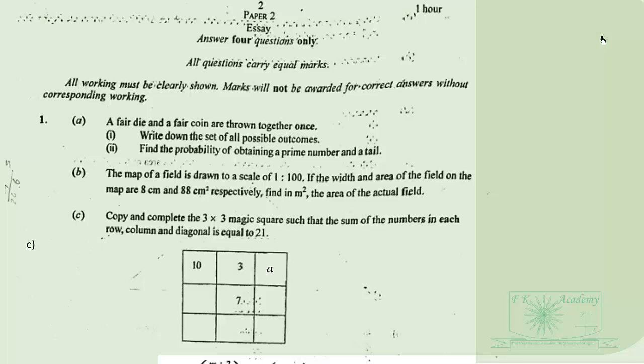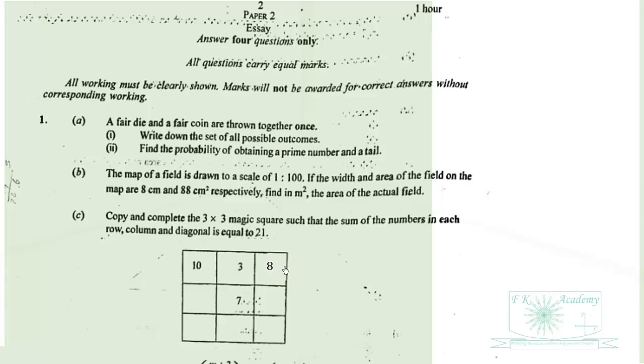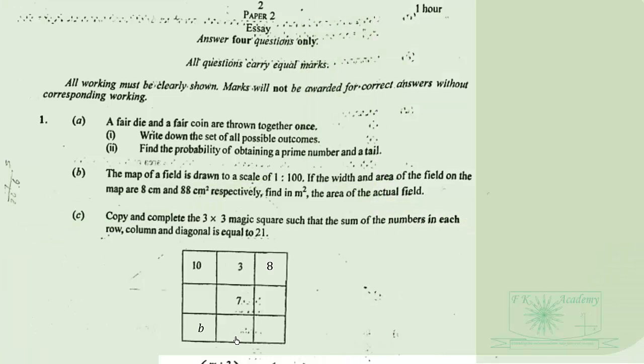So when we add in this row, we are supposed to get 21. So A will be equal to 21 minus 13. A should be equal to 8. So we spot another one again. We have this column. So we spot this one.